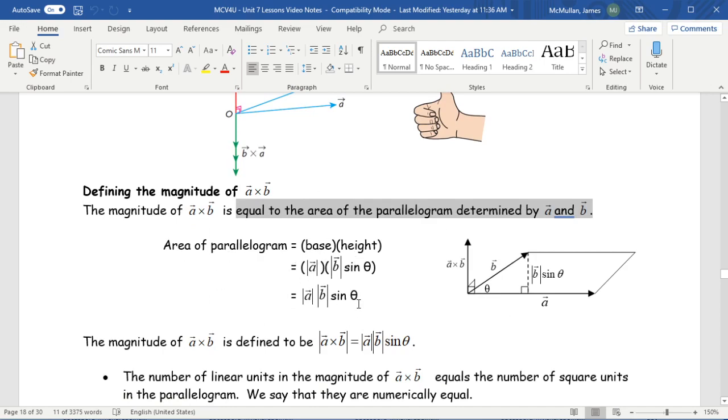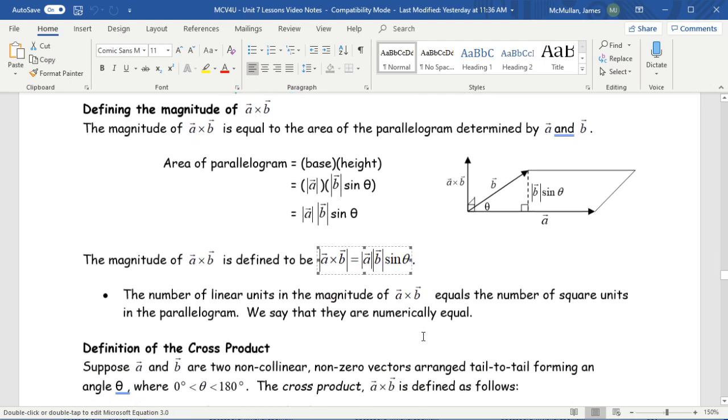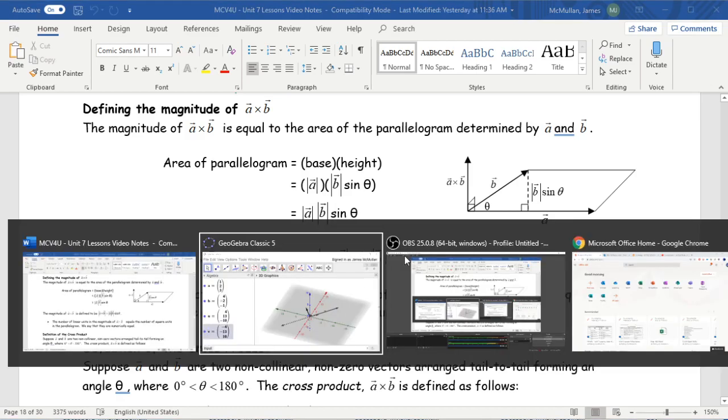AB sine theta. This is in contrast to yesterday where you had AB cos theta, which was the dot product, right? The cross product has a magnitude of AB sine theta. Now be careful. The cross product itself is not AB sine theta. This is only its magnitude. So if you want the length of the cross product vector, you can do AB sine theta.